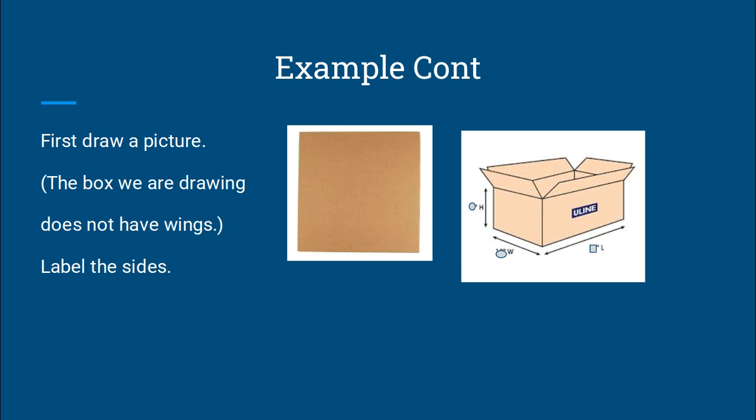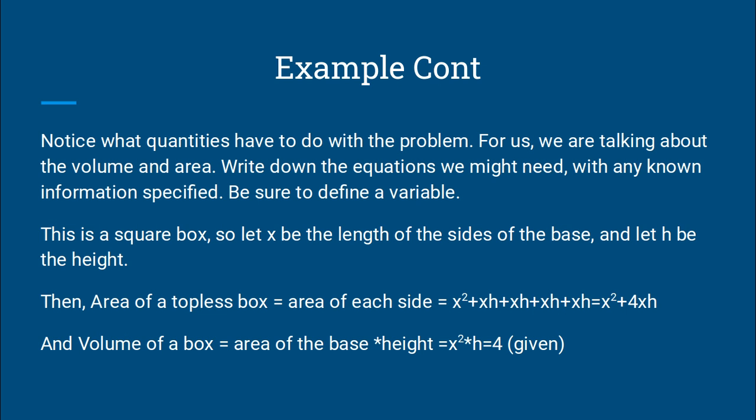So you should label the sides. In the picture it's labeled length, width, and height, but really, as you'll see on the next slide, the bottom is a square, so we can label it X and X. So for us in this problem, we have two quantities that we're working with. We're working with area because we're looking at the area of the box, and we're dealing with volume because they gave us what the volume has to be.